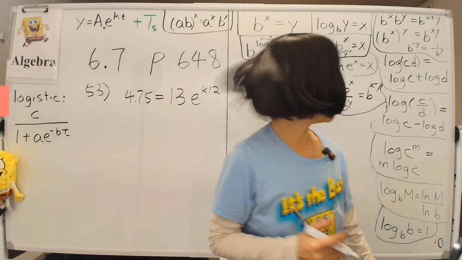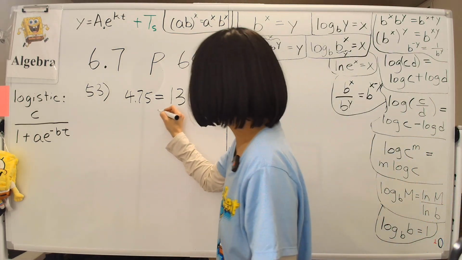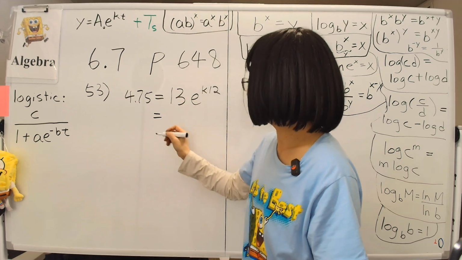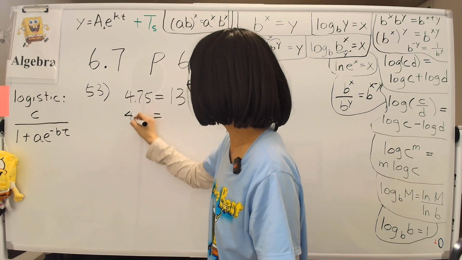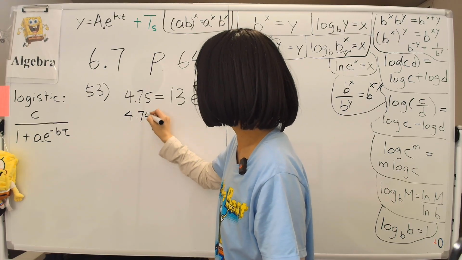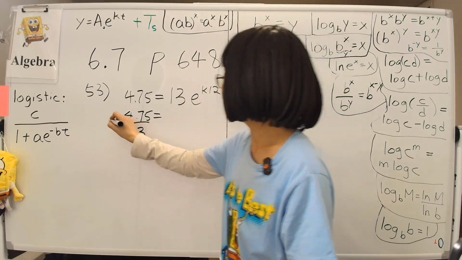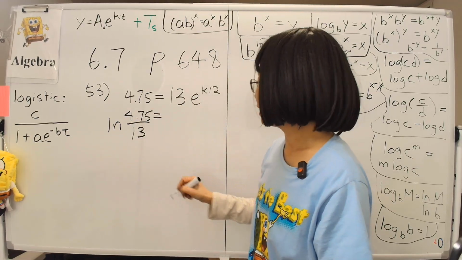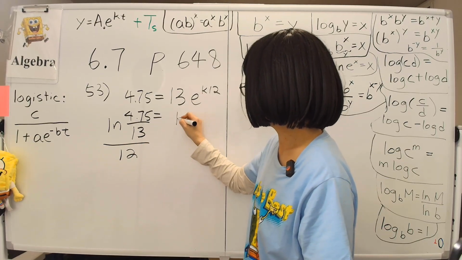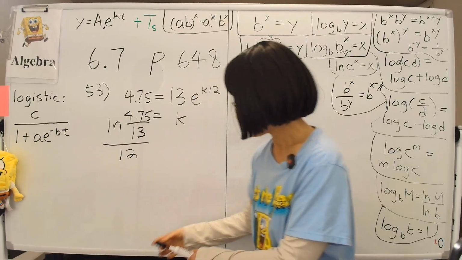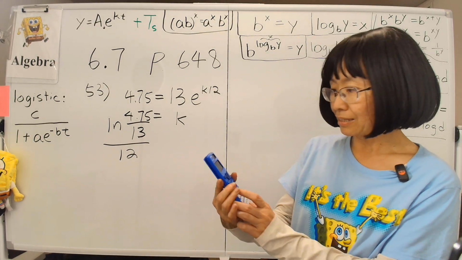Okay, so we do the same thing we've been doing. We need to calculate k. To do that, we put the 13 on this side, 4.75 divided by 13, and then we take the natural log to get rid of the e, and then we divide by 12 to have just k left. Next we will use our calculator and figure out what that is.